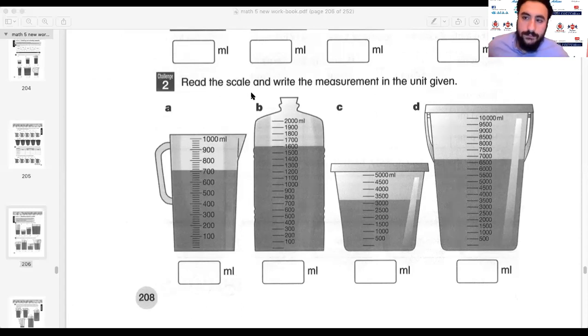So the first one is 700 milliliters. Yes, it's exactly 700 milliliters. So let me write here 700 milliliters.